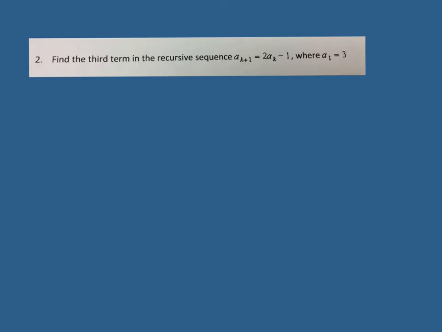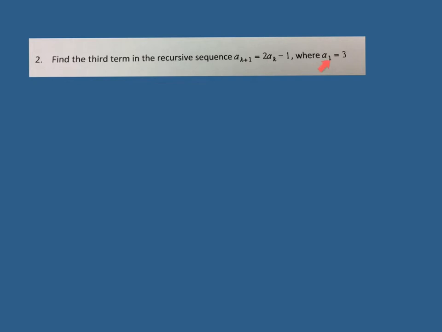Okay, so number 2 says find the third term in the recursive sequence, and they give us our rule right here, and they're telling us our first term is 3. When you're given a recursive sequence, they do have to tell you the value of one term because you need to use that term to help you find the next term, and the term after that, and so on. They only want us to find the third term, so the answer to this question is going to be whatever the value of our third term is.